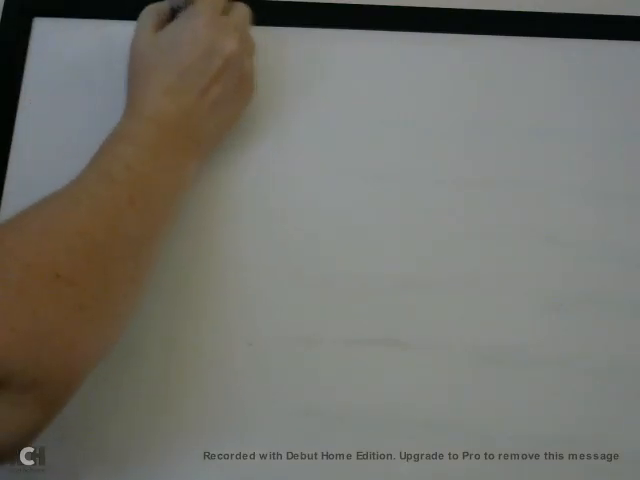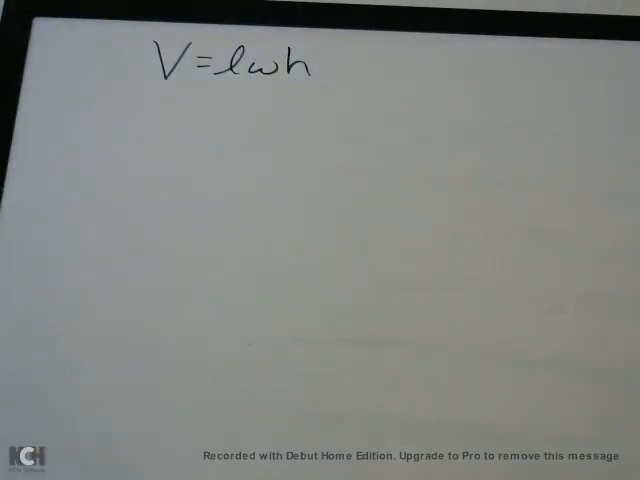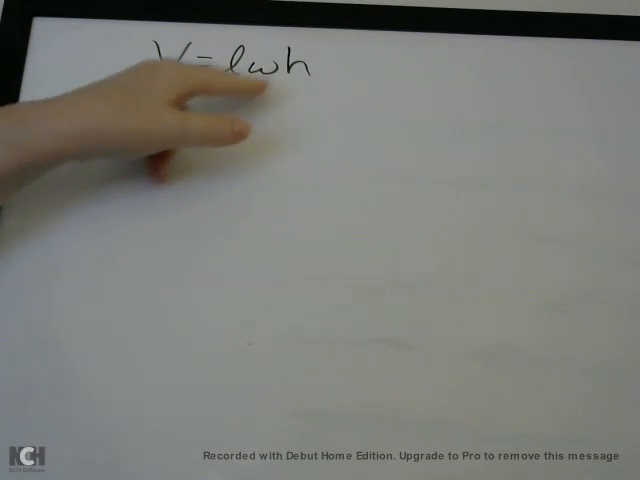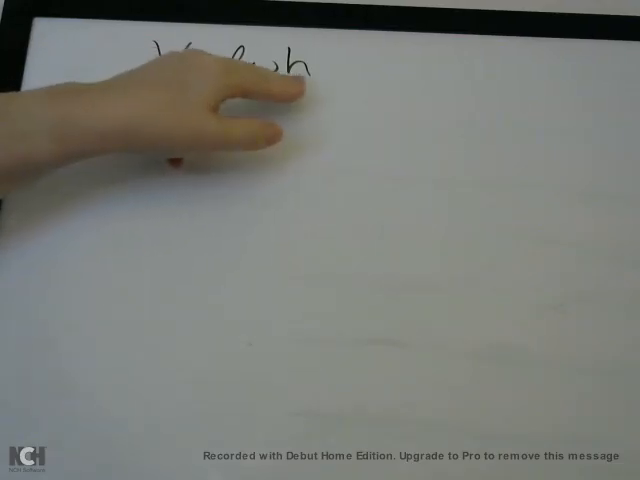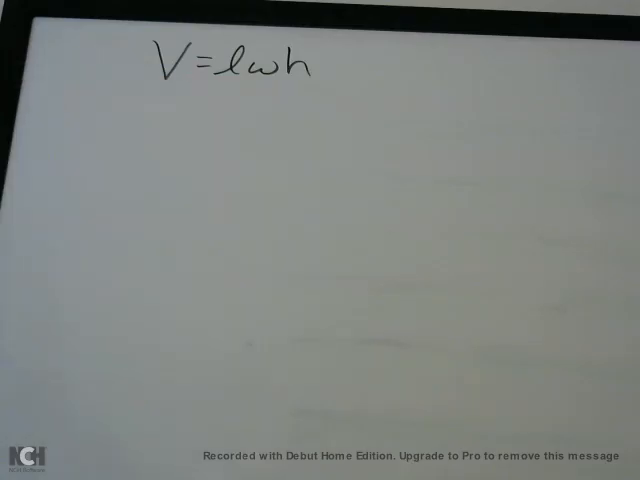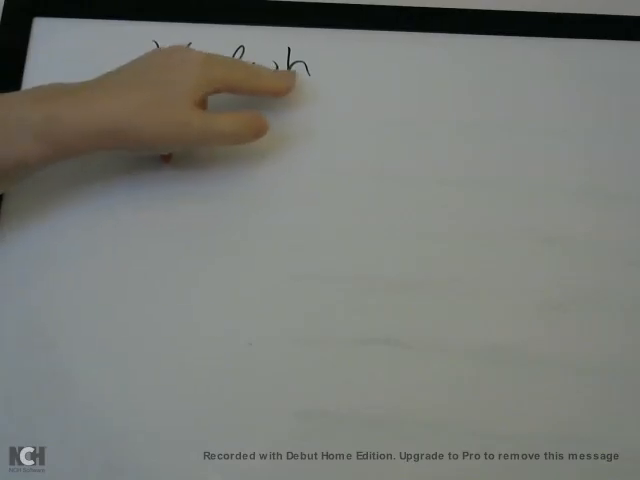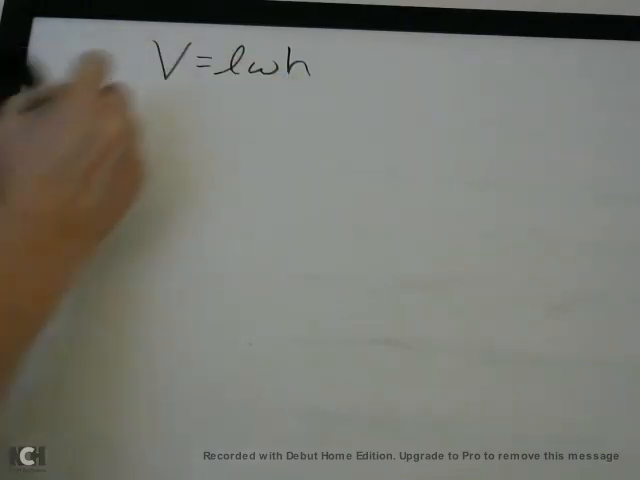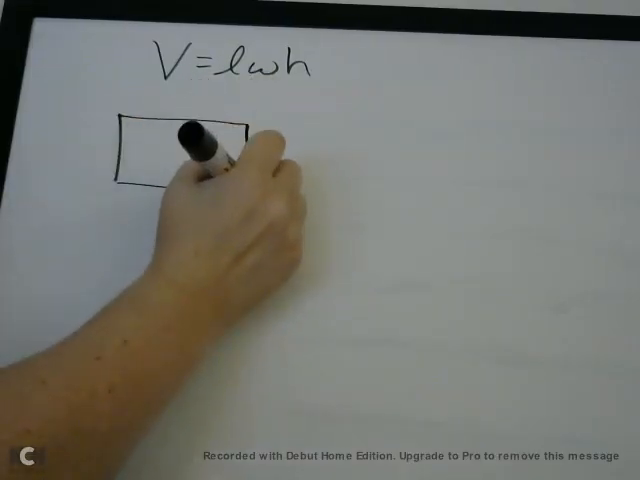If you look on your formula sheet, you will see the formula for the volume of a rectangular prism, and it's V equals LWH. Volume equals L, which stands for length, W for width, H for height. And remember, when you have three variables next to each other, that means multiplication. So it's volume equals length times width times height. So again, a rectangular prism is just a box.